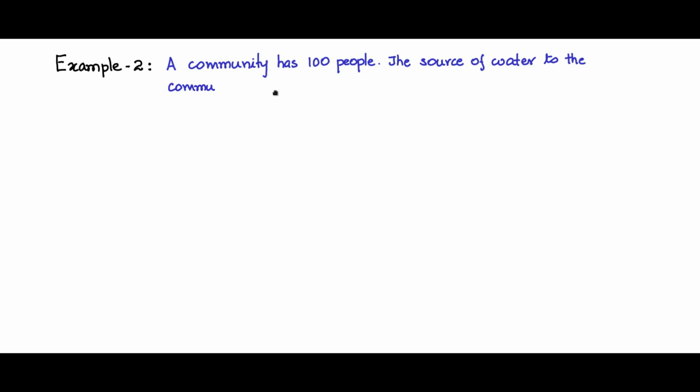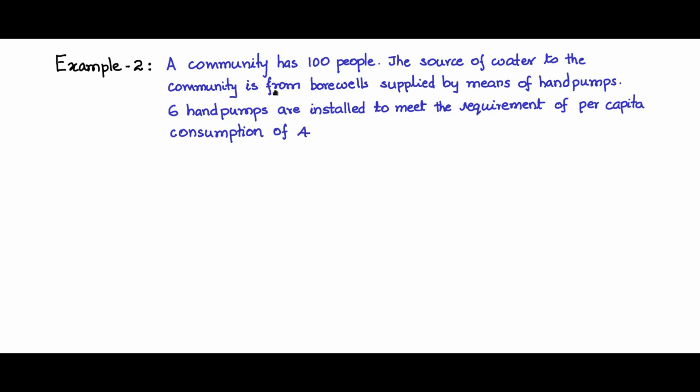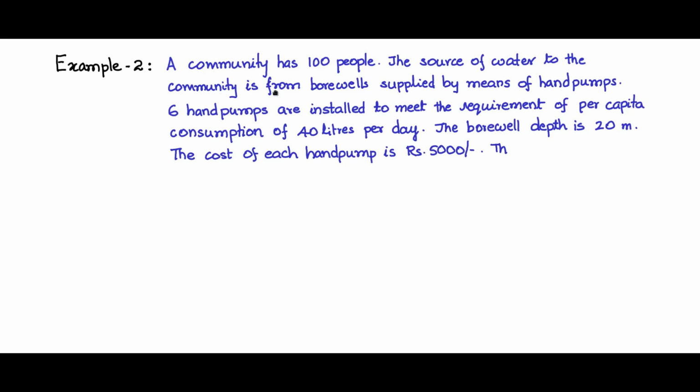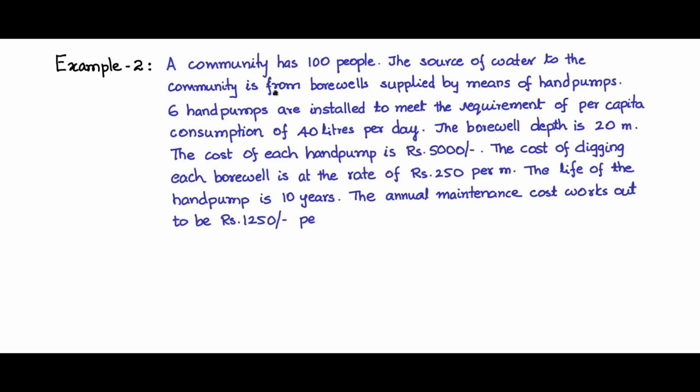We will take a community of 100 people and the source of water is bore wells, and they are hand pumped by means of 6 hand pumps, 6 bore wells to meet the requirements of the 100 people in the community, and each person consumes about 40 liters per day. The bore well depth is 20 meter. The cost of each hand pump is rupees 5,000, and the cost of digging each bore well is at the rate of rupees 250 per meter. The life of the hand pump is 10 years.